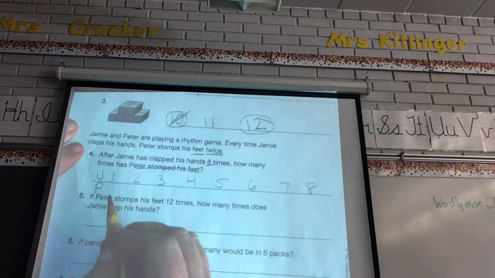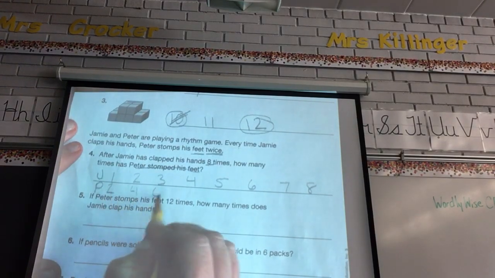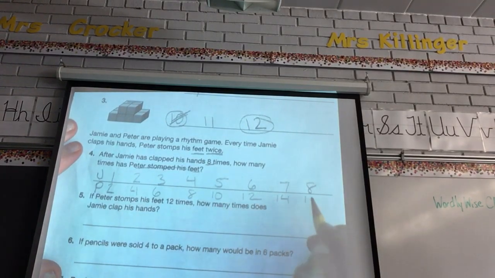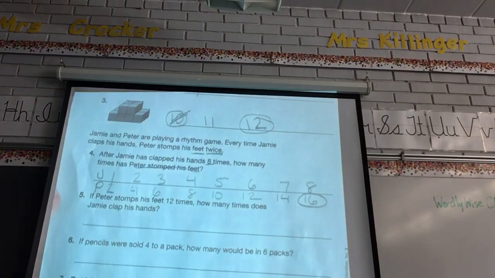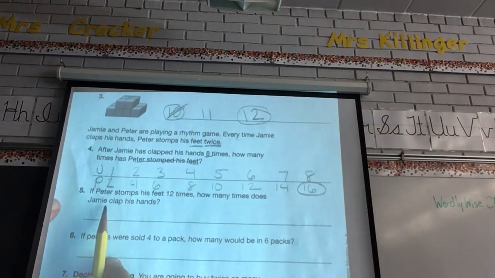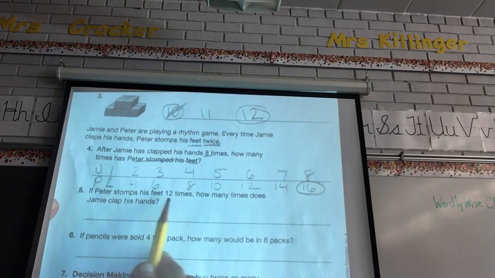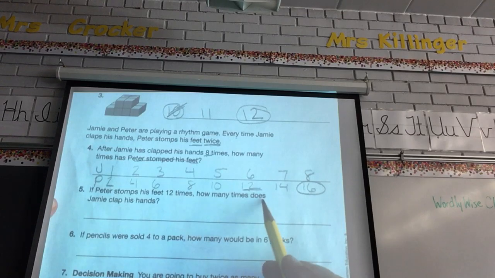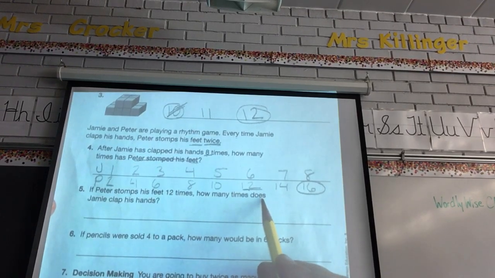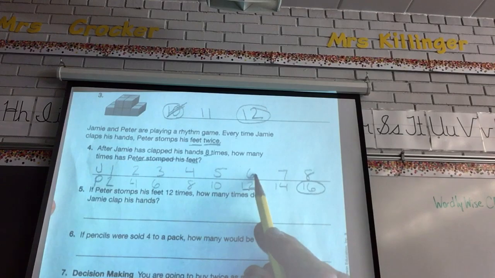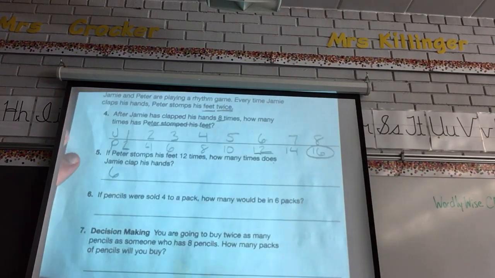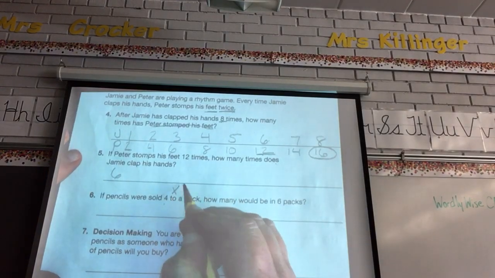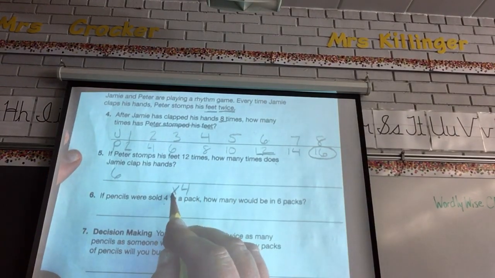Now we're going to check our answers. For Peter, he starts with 2, 4, 6, 8, 10, 12, 14, 16. It would be 16 stomps. If Peter stomps his feet 12 times, look guys, we've already done the work. 12 times. How many times has Jamie clapped his hands? How many? 6. Very good.